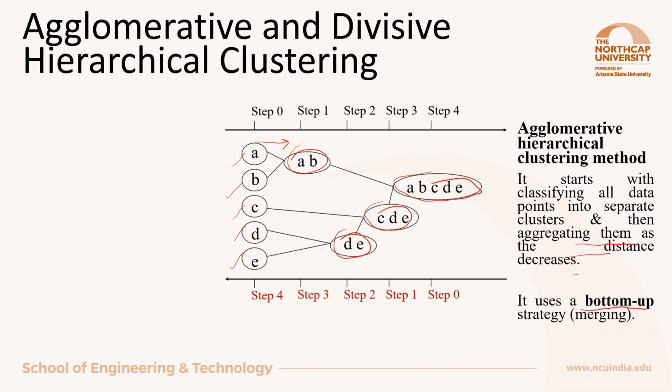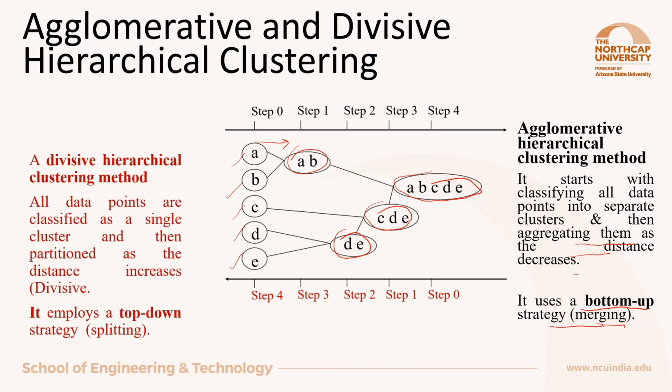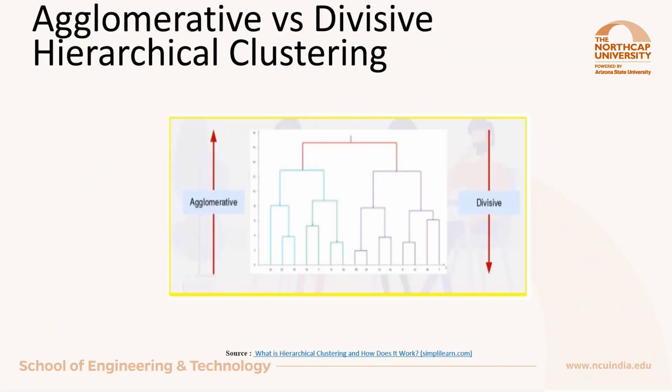So it uses a bottom-up strategy, that is, the merging of all the data points together as one cluster. Whereas in divisive hierarchical clustering, all the data points are classified as a single cluster. We start with this as step 0 and then partition as the distance increases, and it employs a top-down strategy. This dendrogram clearly shows agglomerative as a bottom-up and divisive as a top-down approach.